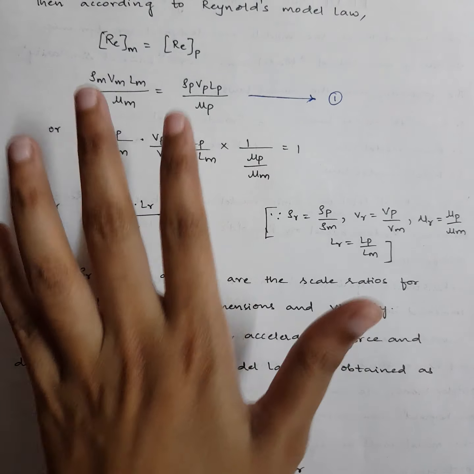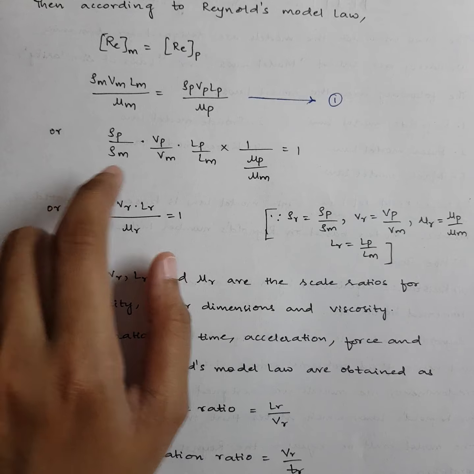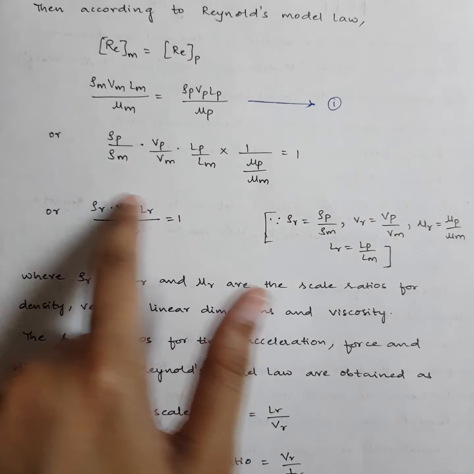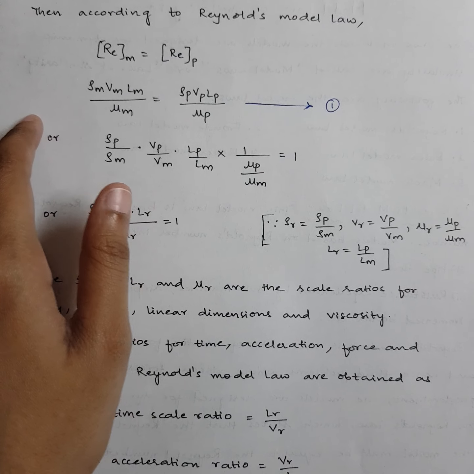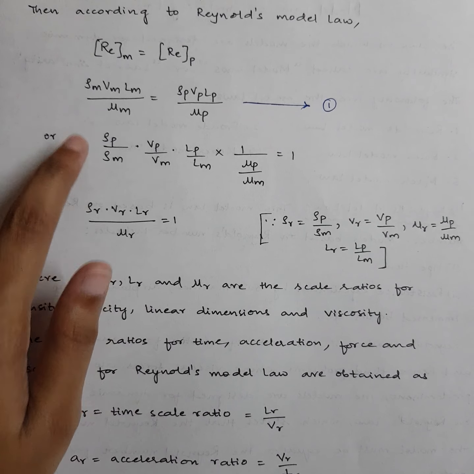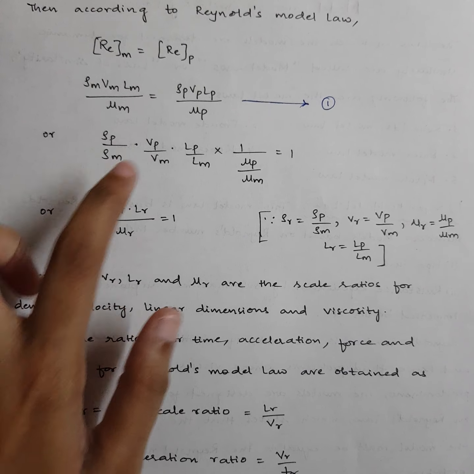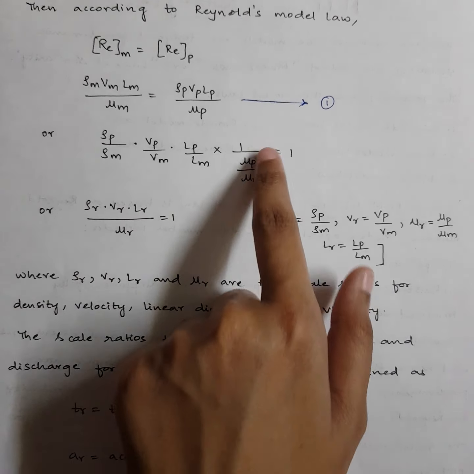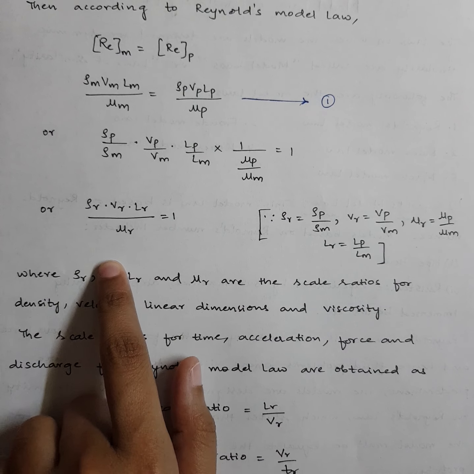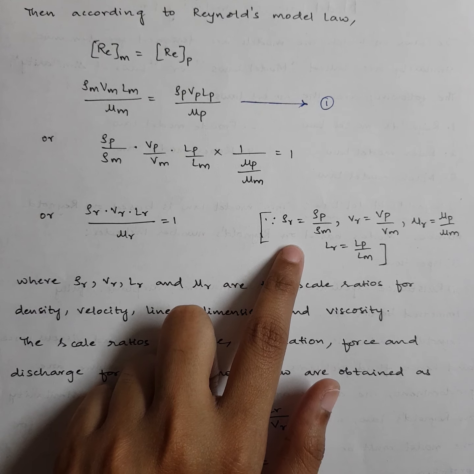So if I rearrange these terms, I will get all the right hand side to the left hand side, so that the right hand side will be equal to unity. Then I will get: rho p by rho m means rho r, Vp by Vm means Vr, Lp by Lm is Lr, and 1 by mu p by mu m means 1 by mu r. So rho r Vr Lr divided by mu r equals 1, because rho r is rho p by rho m, as I've just told you.